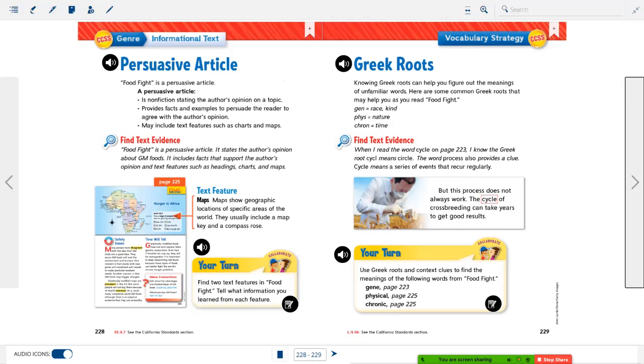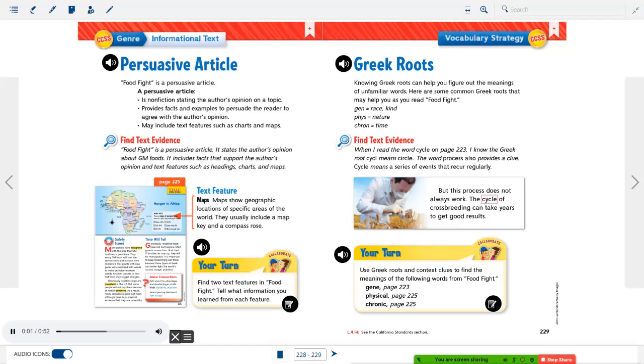All right, next let's talk about our genre. Now, our genre is an informational text, but it's also a persuasive article. So we know informational text gives us information, but what makes a persuasive article unique is it's sharing an opinion and it's trying to convince you that that opinion is correct. So the author is sharing their opinion. They're telling you why they believe that, why you should believe that, why you should agree with them. And then the last thing we're going to talk about is to review some of those Greek roots that we were talking about earlier in our notes.